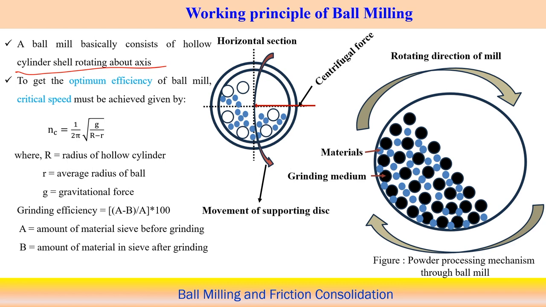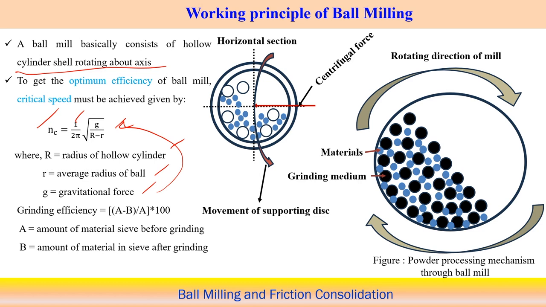Here we can estimate the critical speed of this operation, which is calculated as n equals 1 by 2 pi square root of g by (R minus r). Here capital R is the radius of the cylinder, small r is the average radius of the ball, and g is the gravitational acceleration. From there we can simply estimate what critical speed can be used or achieved using the ball milling operation.